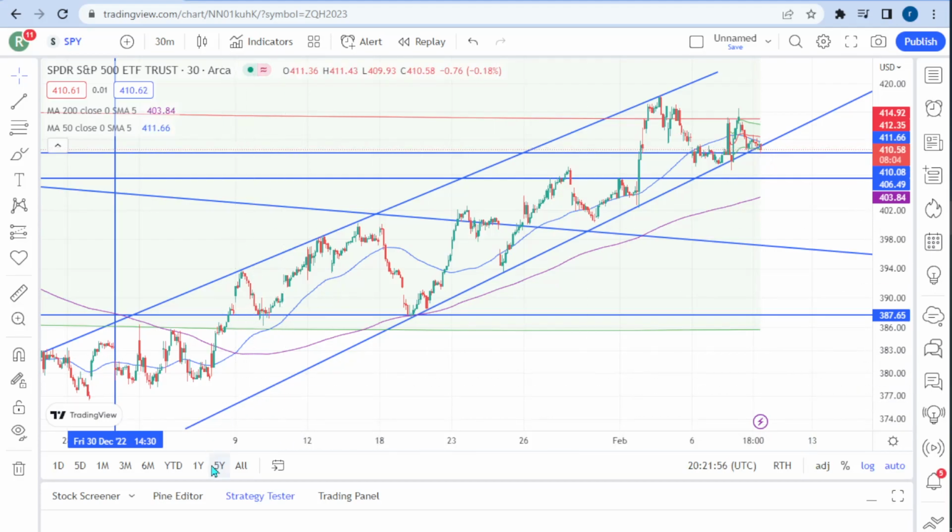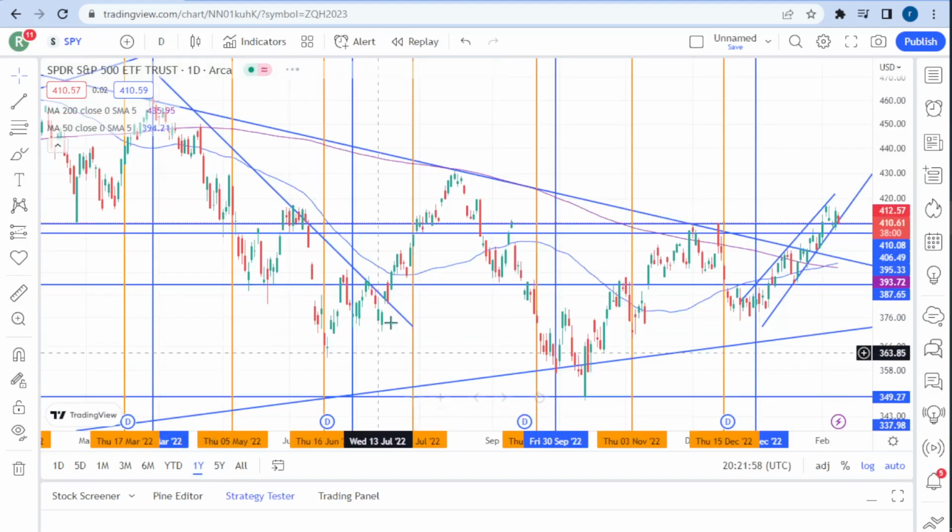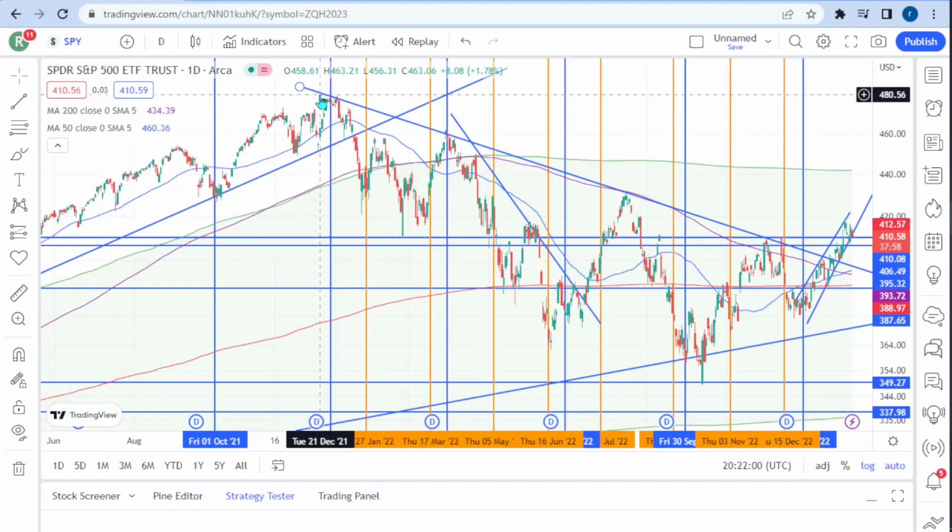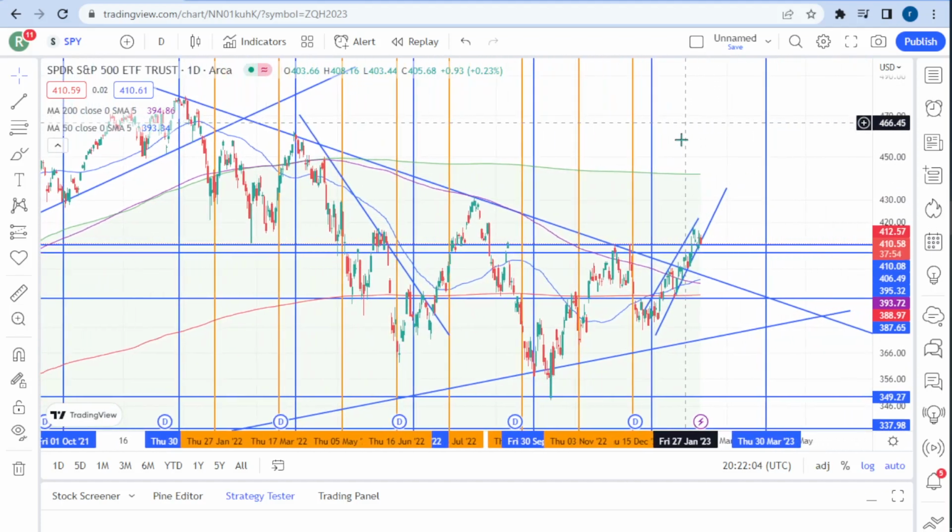So, let's just go back. Let's zoom out a little bit. If we're looking at this resistance line, notice that it's down sloping. So if we were to break back into this, it could be a lot lower, especially if we take time. If we were to take our time, chop around sideways, and then break back into this, it could be at a much lower price because this is down sloping.